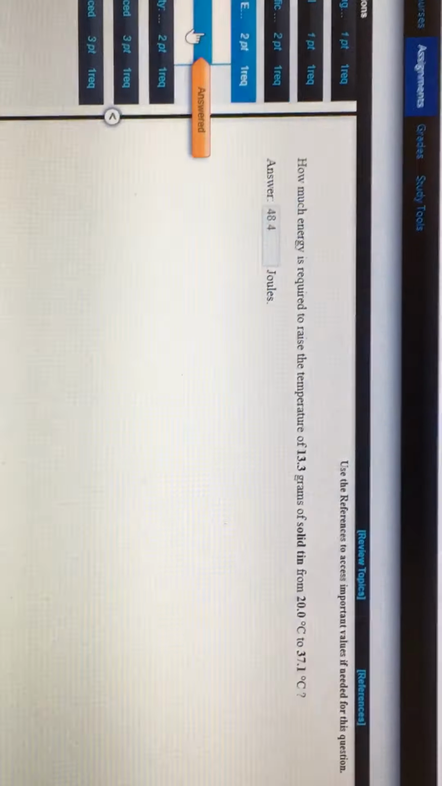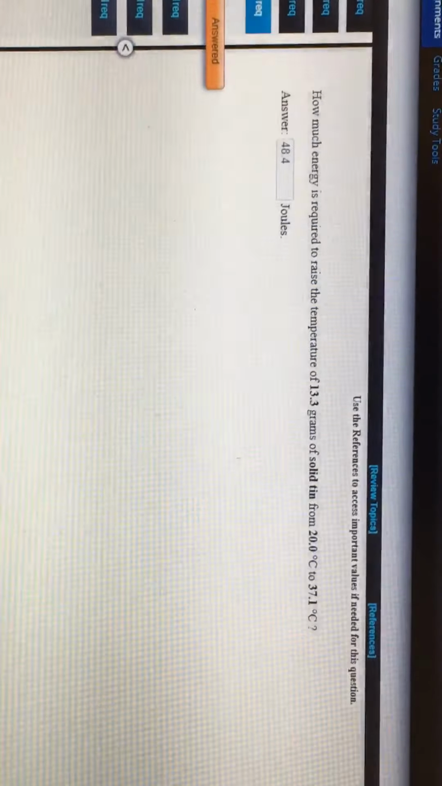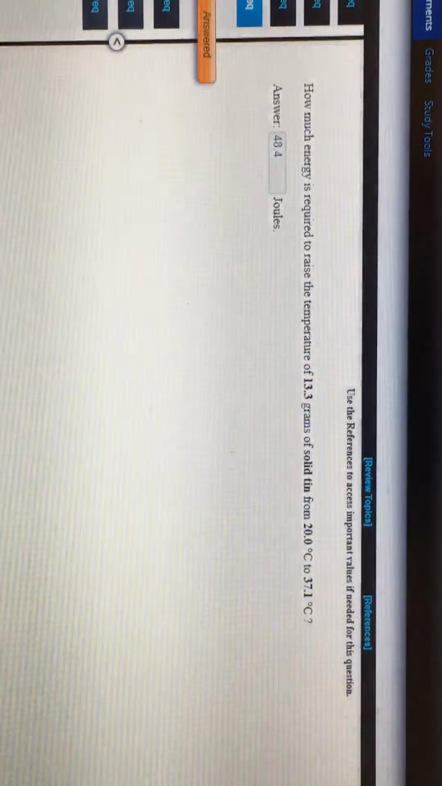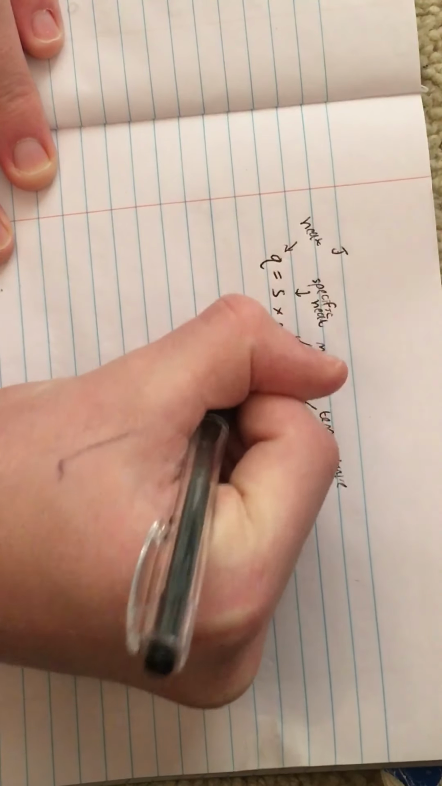All right, so number 4 here, it says, how much energy is required to raise the temperature of 13.3 grams of solid tin from 20 degrees Celsius to 37.1 degrees Celsius? So first, we got to look at what it gives us. That way we know what it wants. So it says we have 13.3 grams. So that's our mass right there.